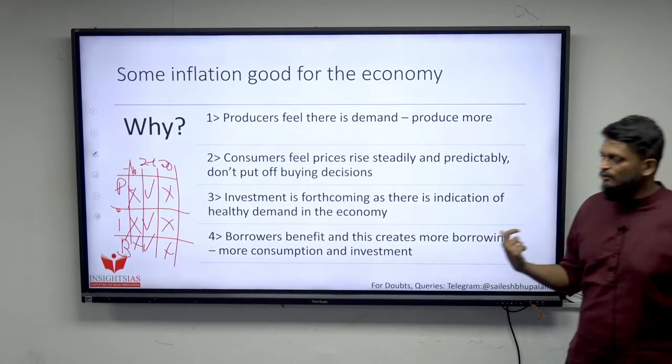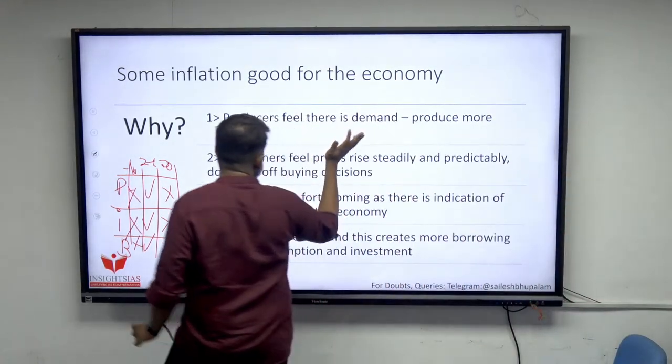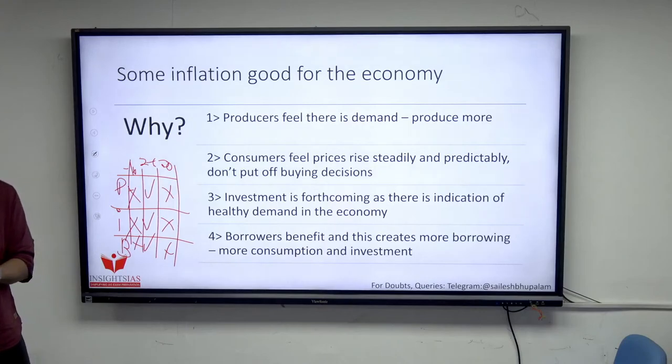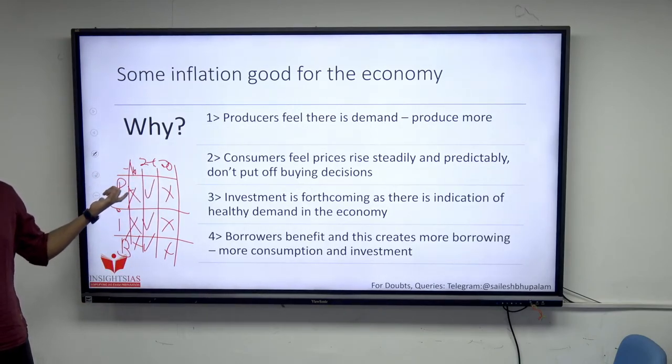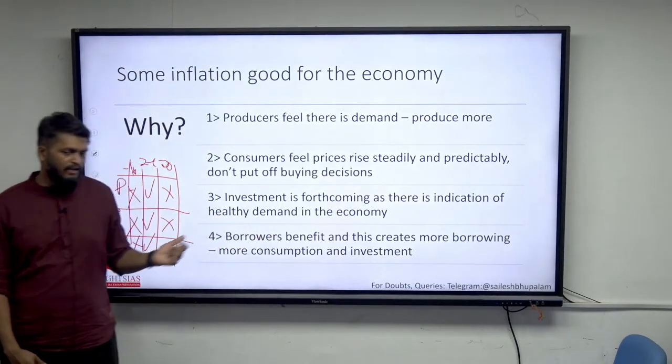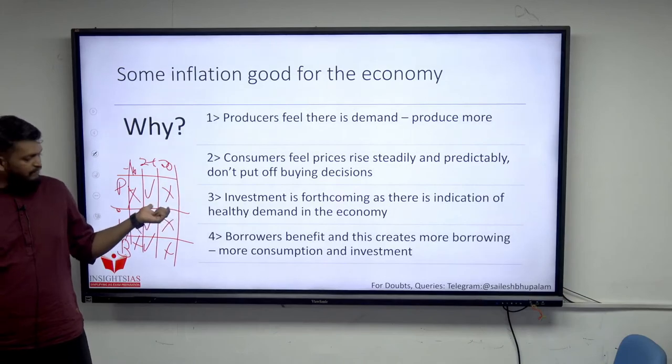You understood? So producers feel there is demand and produce more. Consumers feel prices rise steadily and predictably, so they don't put off buying decisions. In textbooks, they have used this word: putting off means postponing. I have given the same word because in the exam they may give the same word. They will not postpone buying decisions. Investment is forthcoming as there is an indication of healthy demand in the economy, because more investors want to invest.